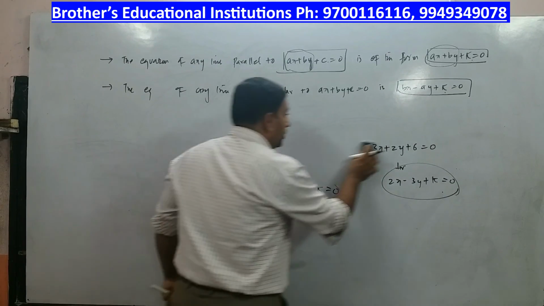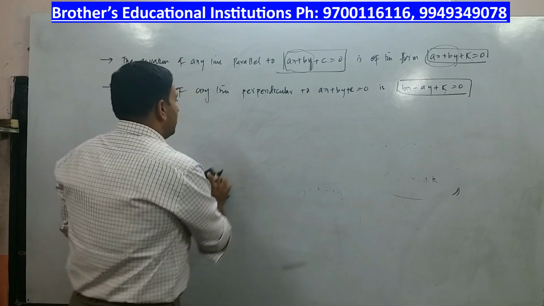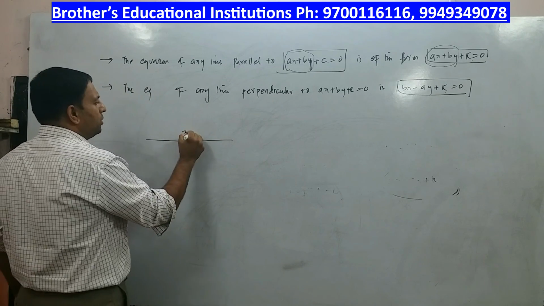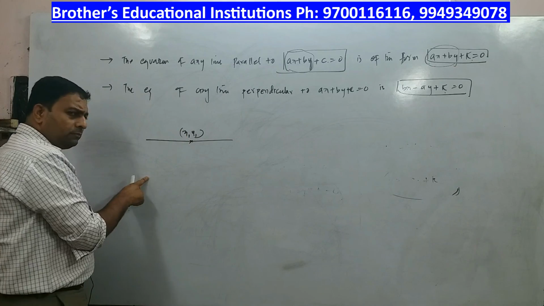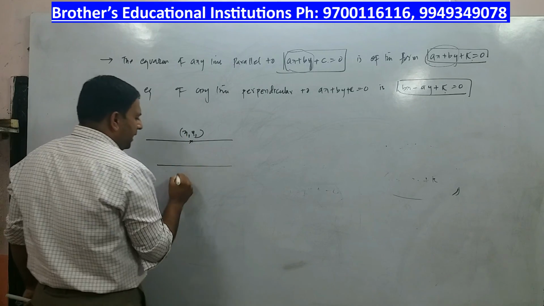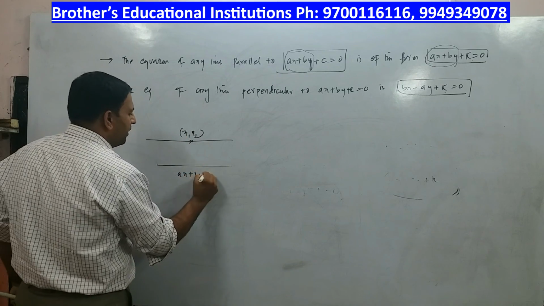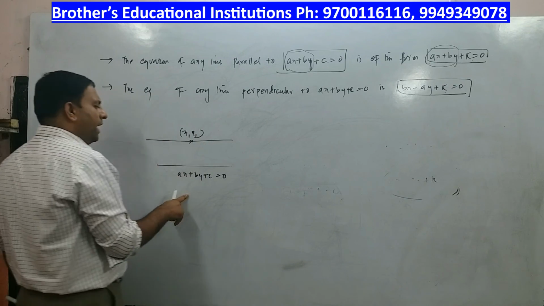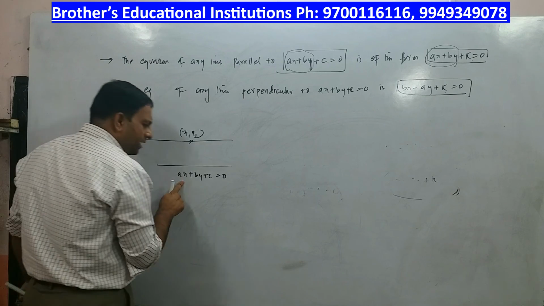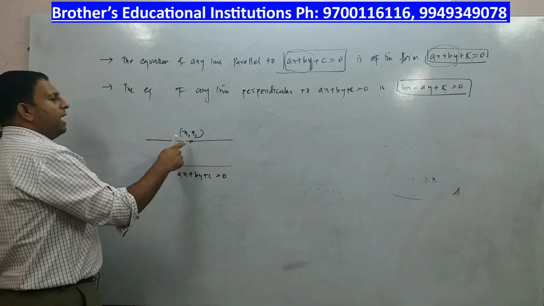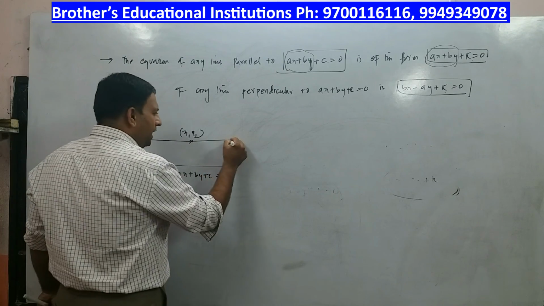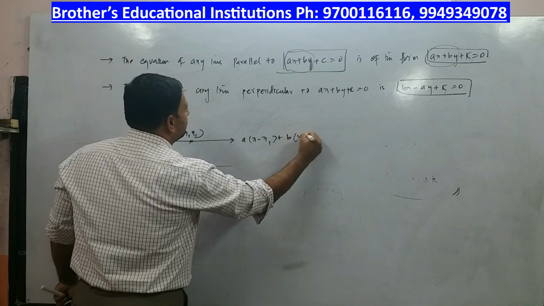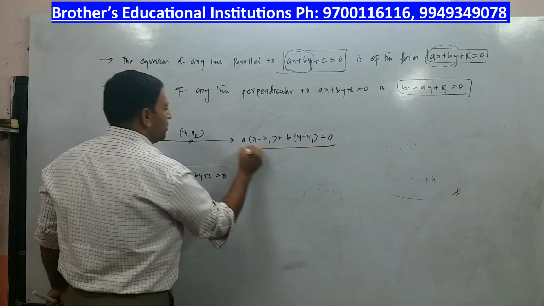Now I want you to take another model in which there is a line passing through (x1, y1), and that line is parallel to ax plus by plus c is equal to 0. Now I raise a question to you. The equation of any line parallel to ax plus by plus c is equal to 0 and passing through (x1, y1) is a into (x minus x1) plus b into (y minus y1) is equal to 0.